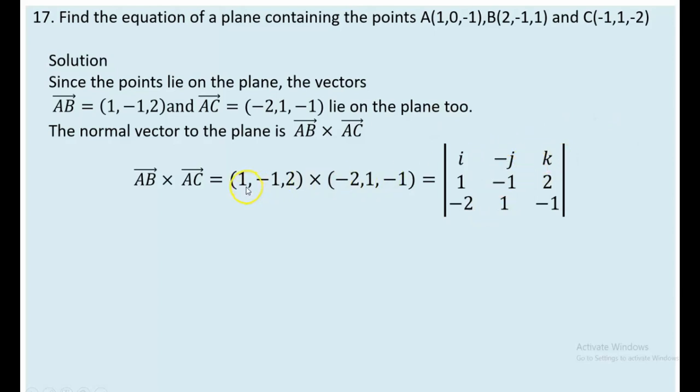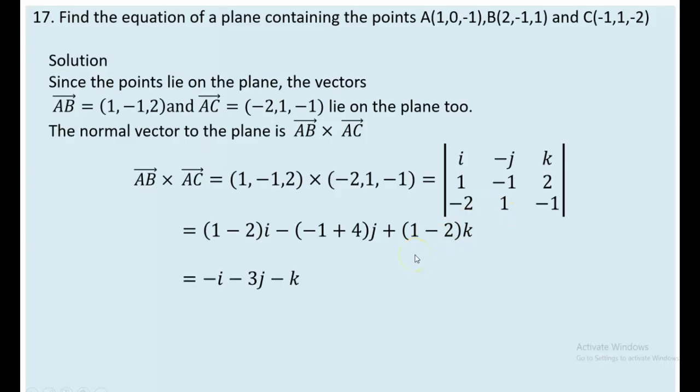So AB components are written 1, minus 1, 2, as you see, and AC components are written minus 2, 1, minus 1. The i component can easily be obtained by deleting the first row and the first column, and this will be 1 minus 2, because this makes 1 and this makes 2. And the j component is, take the minus in front and then delete the first row and second column, and you will get minus 1 and plus 4, because this makes minus 1 and this makes minus 4, so plus 4j. And for the last one, delete the first row and the third column, you will obtain 1 times 1, 1 minus 2, k. So finally you will obtain this to be minus i minus 3j minus k.